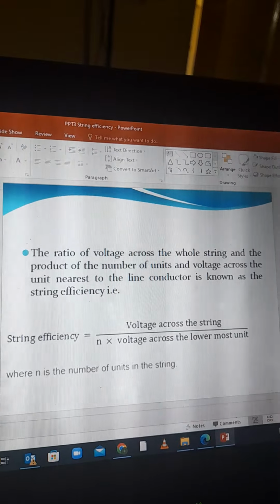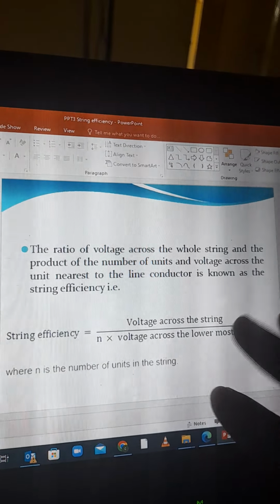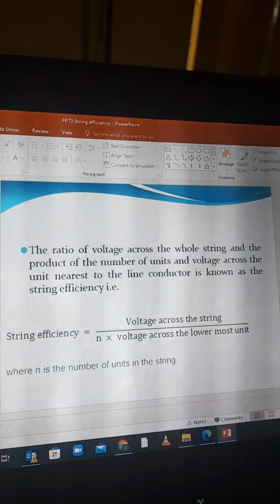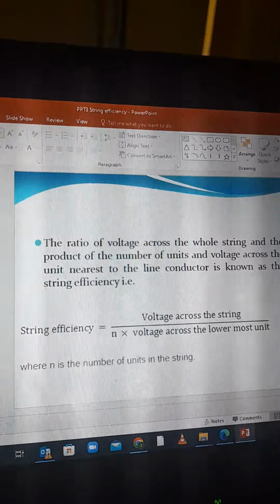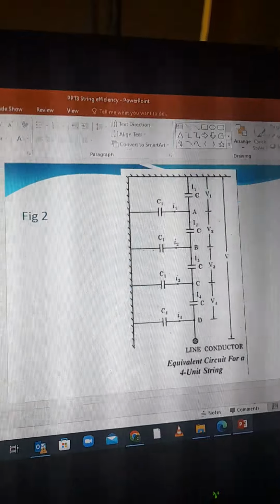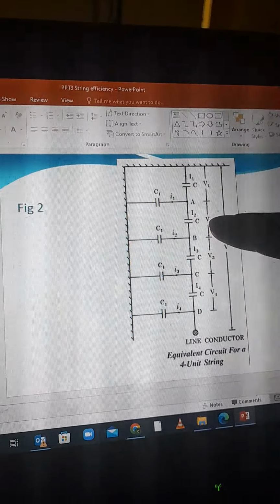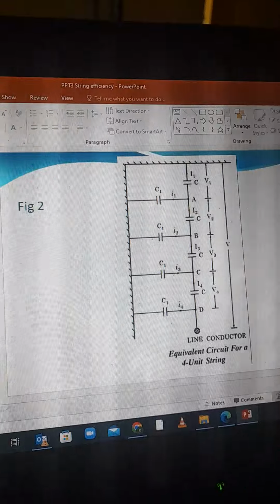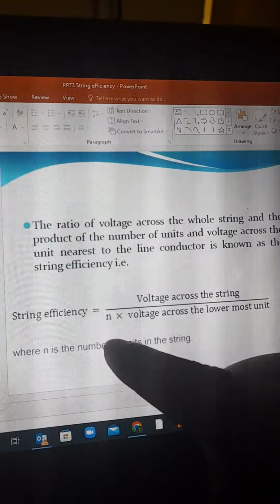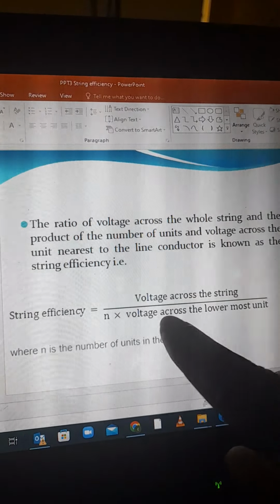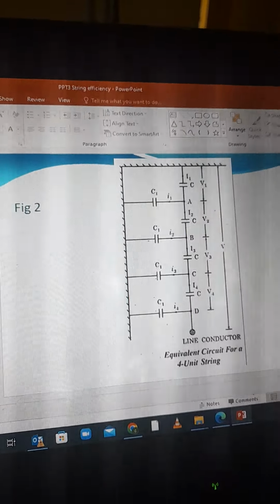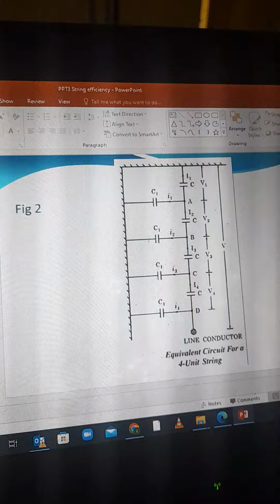String efficiency: we calculate the efficiency of the string of suspension insulators. We can get the efficiency from the voltage across the string. The voltage across the string is V1 plus V2 plus V3 plus V4. And we have N here, and the voltage across the lowermost unit. N is the number of discs, so in this case N will be 4.